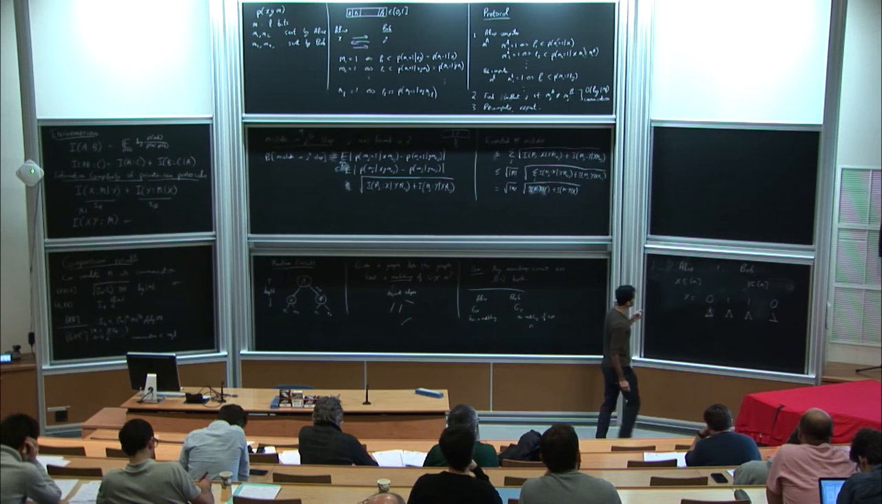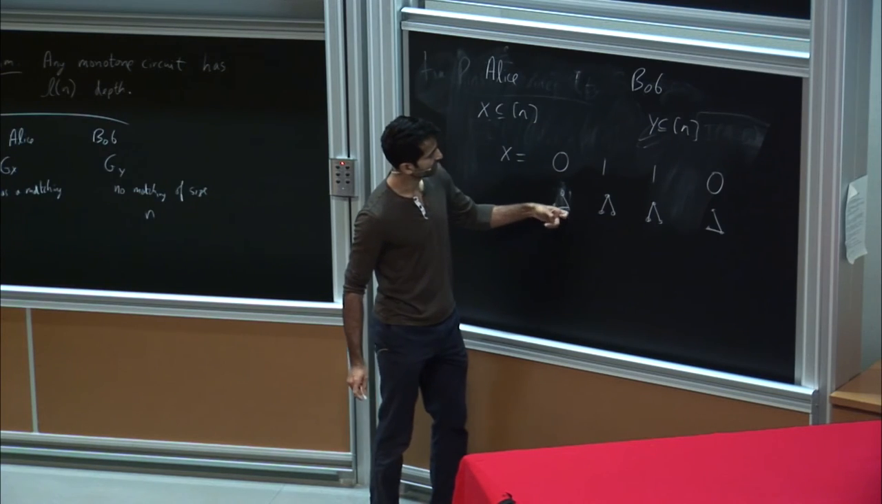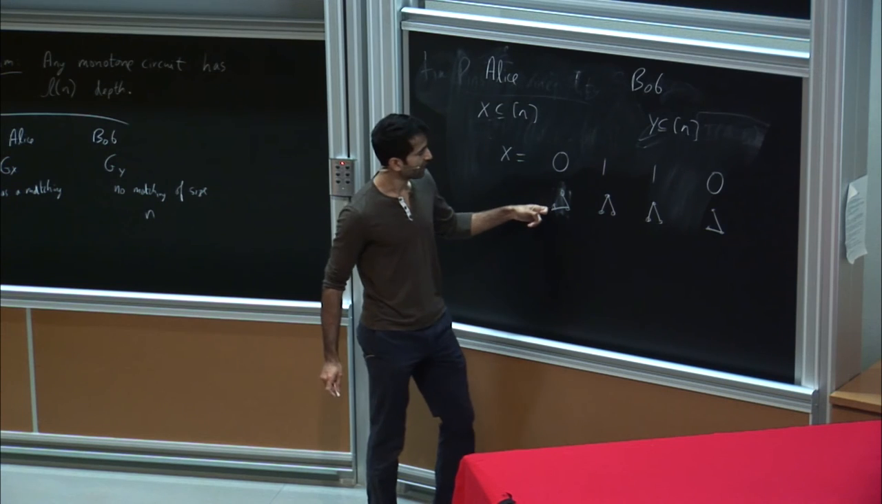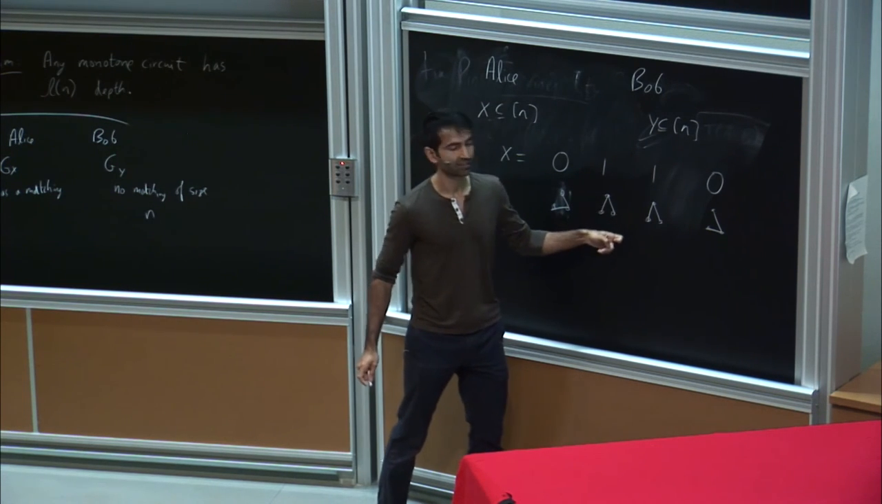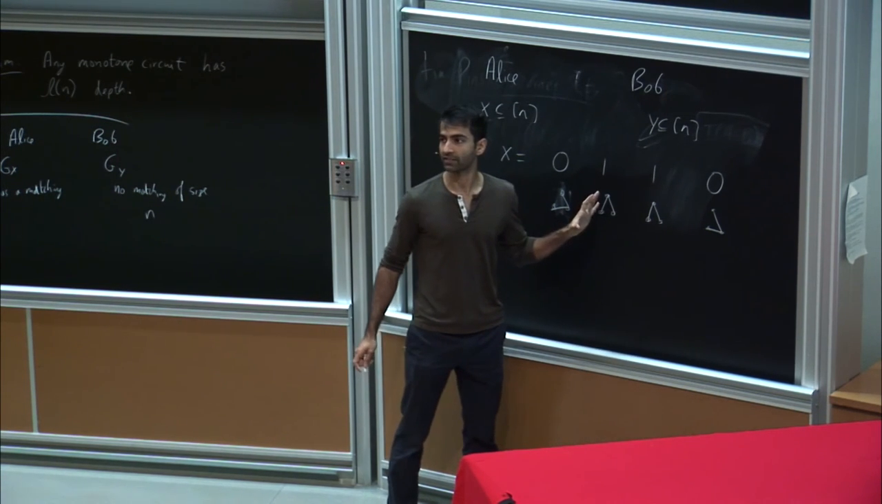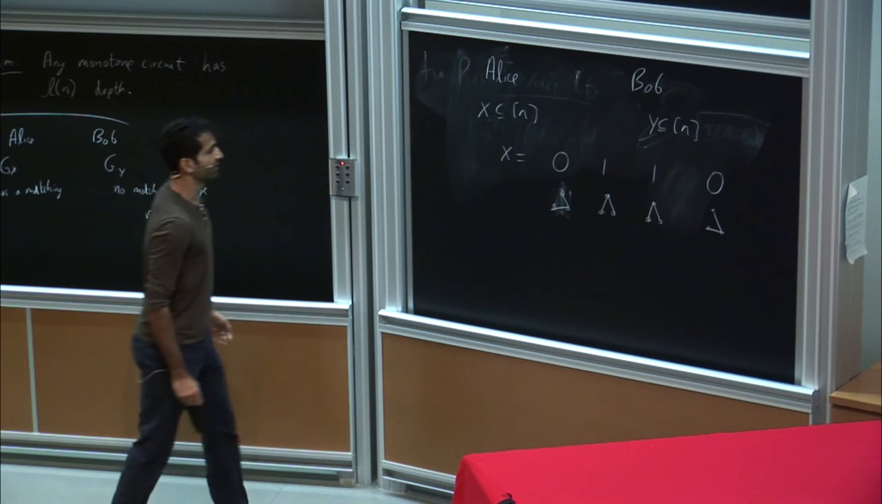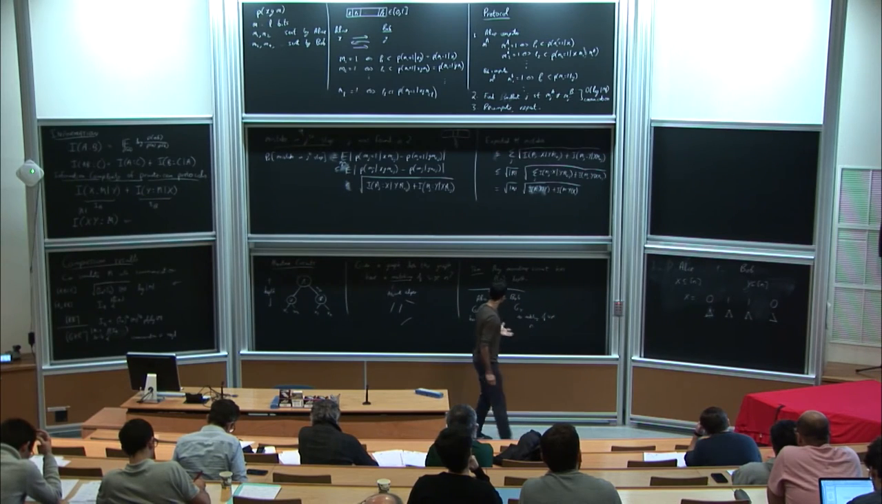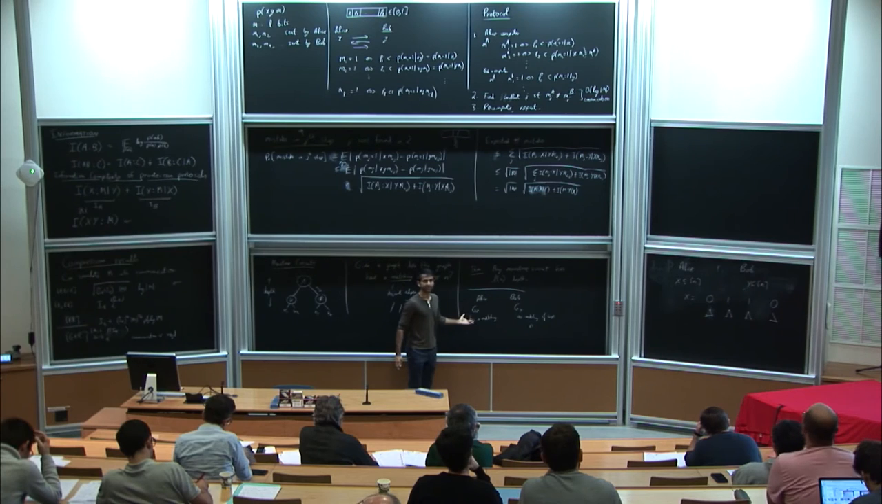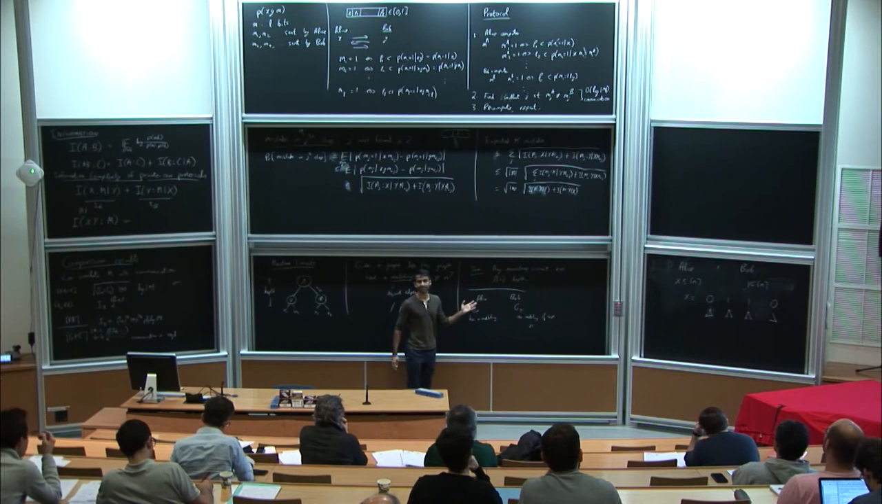Okay, so every time she gets a 0, she puts a wedge like this. Every time she gets a 1, she puts a wedge like this. This is her whole graph. Okay, and you see Gx has a matching of size n, right? Because each one of these wedges contains one edge of the matching.